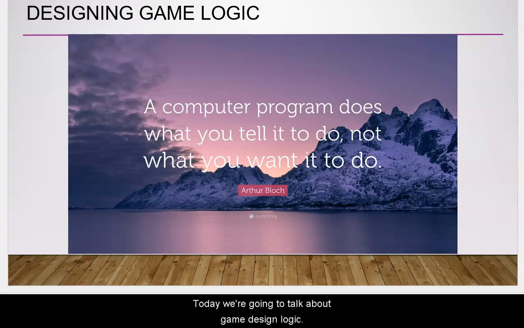Today we're going to talk about game design logic. So a computer program does what you tell it to do, not what you want it to do. That's one of those things. It's like, that's not what it's supposed to do. It's supposed to do XYZ. And it's like, well, you didn't tell it to do that. It does exactly what you tell it to do.